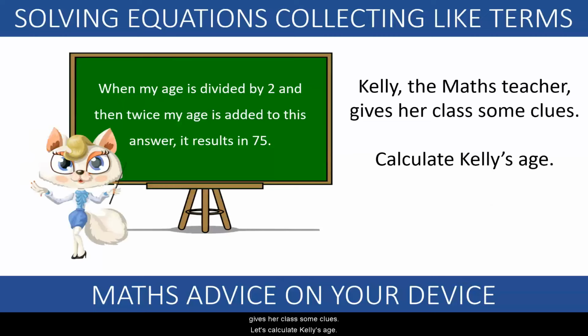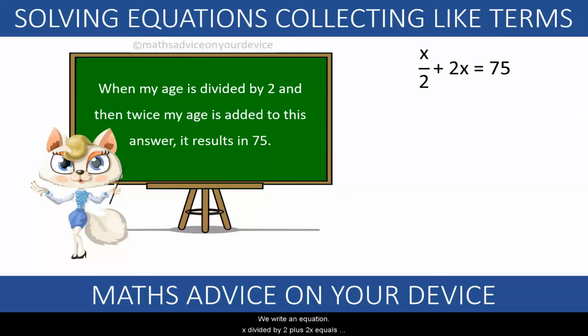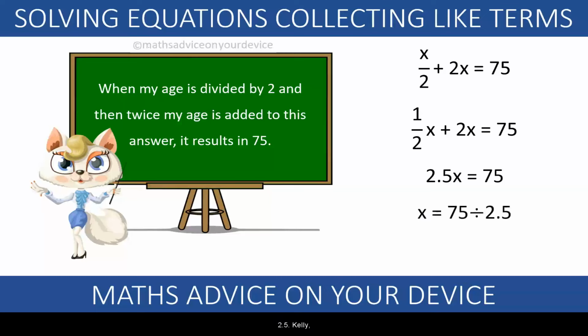Kelly, the maths teacher, gives her class some clues. Let's calculate Kelly's age. We write an equation. X divided by 2 plus 2x equals 75. Collecting 0.5x plus 2x is 2.5x. That equals 75. So x equals 75 divided by 2.5. Kelly, the maths teacher, is 30 years old.